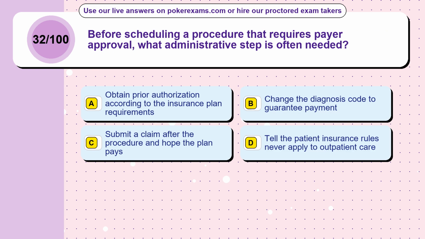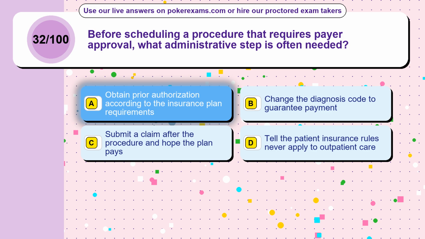Question 32. Before scheduling a procedure that requires payer approval, what administrative step is often needed? Option A. Obtain prior authorization according to the insurance plan requirements. Option B. Change the diagnosis code to guarantee payment. Option C. Submit a claim after the procedure and hope the plan pays. Option D. Tell the patient insurance rules never apply to outpatient care. The correct answer is option A.